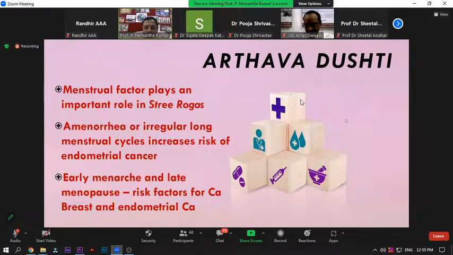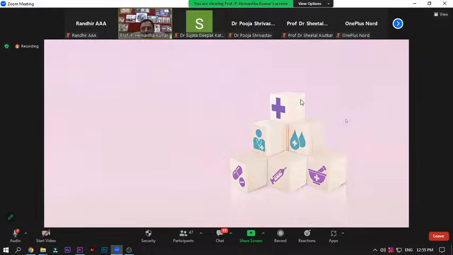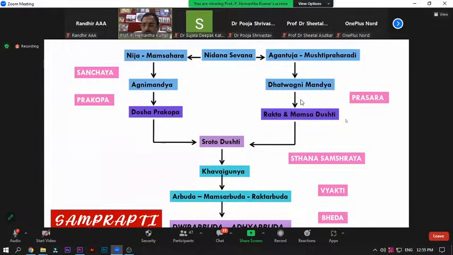Then Artavadusti, I am giving an example. Menstrual factors play an important role in Stri Rogas, like amenorrhea or irregular long menstrual cycles, which increase the risk of endometrial cancer. Early menarche and late menopause are the best examples of risk factors for CA breast and endometrial cancer. That's why Artavadusti also plays a very important role in developing cancer in females.